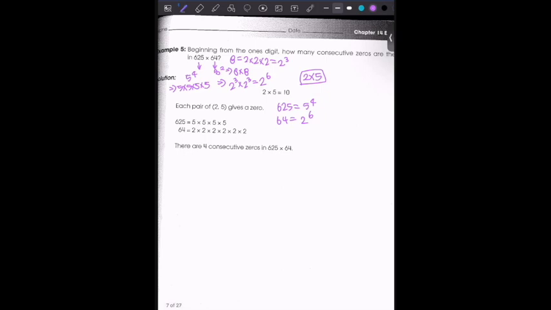And so if we do 2 times 5, that gives us 10. And so we have 4 pairs of 2 times 5, because we have 4 fives involved, and so we're going to have 2 twos remaining, but the number of pairs that we can make of 2 times 5 is going to be 4 pairs. So that would tell us that we're multiplying 10 4 times. And of course we do have 2 to the power of 2 remaining, but that's just going to tell us how many zeros we have, and so that tells us we have 4 consecutive zeros. So there are 4 consecutive zeros in 625 times 64.